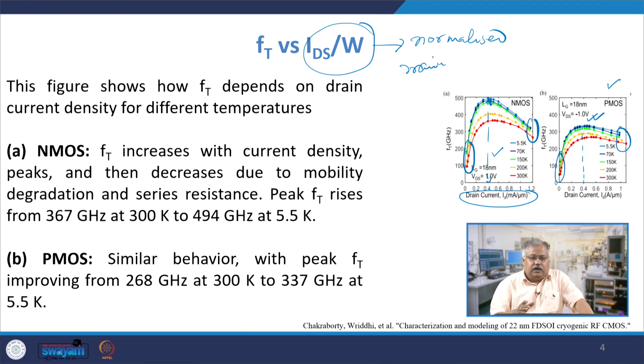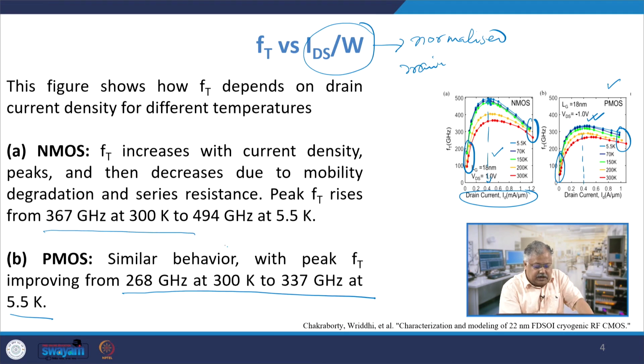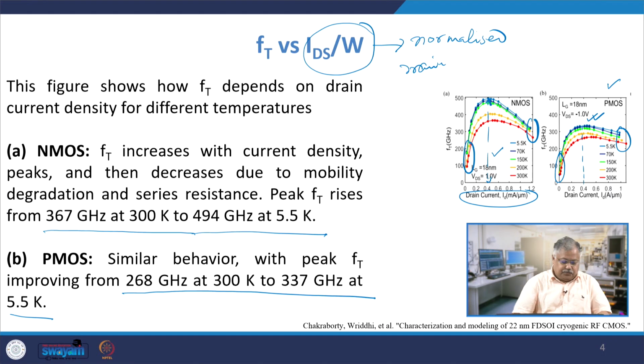So, the FT versus ID per W graph gives you a value. Peak FT improves from 268 gigahertz at 300 Kelvin to 337 at 5.2 Kelvin, whereas in case of NMOS FT is 3.6 gigahertz at 300 Kelvin and 494 at 5 Kelvin, which we have already seen in our previous discussion.